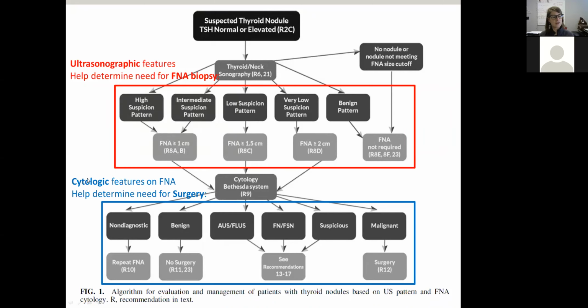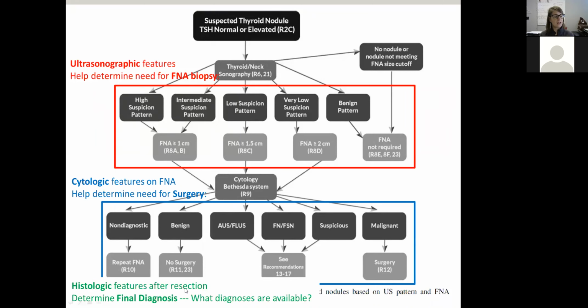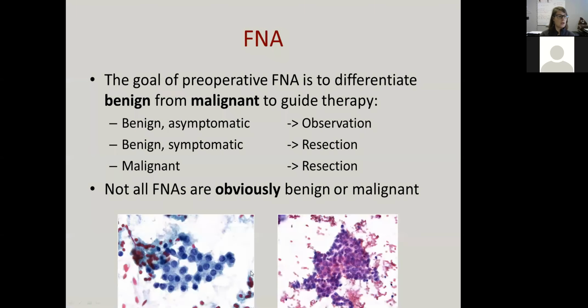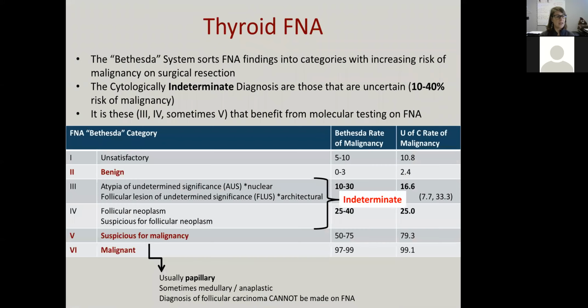Then the cytologic features on FNA will help determine the need for surgery. And then the histologic features upon resection determine the final diagnosis. In general, the goal of preoperative FNA is to differentiate benign from malignant, certainly to guide therapy, where a benign asymptomatic person can undergo observation, a benign symptomatic person resection, and certainly a malignant diagnosis resection. However, not all FNAs are obviously benign or obviously malignant, and this is where we come to the Bethesda system.